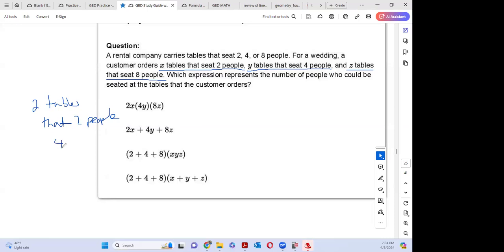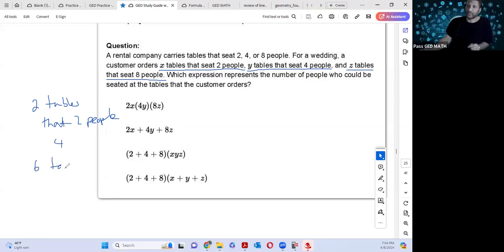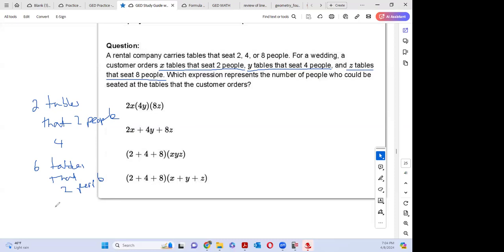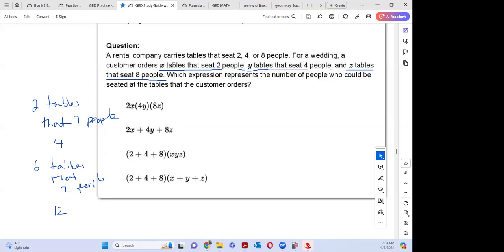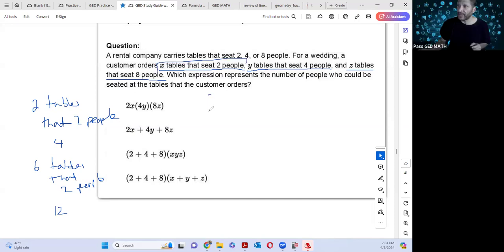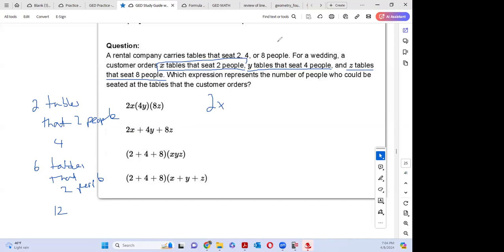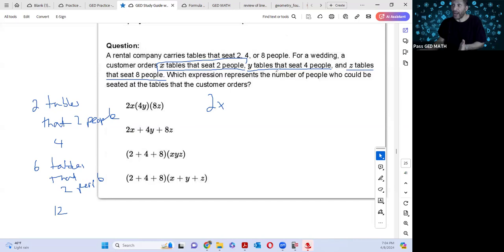4. If I have 6 tables that seat 2 people, how many guests do I have? What operation did you do? Multiplication. So when I see this right here, that's 2x. Understand that? So you do the same thing for 4 people. y tables, that's 4 people, so this is 4y. This is 8z.